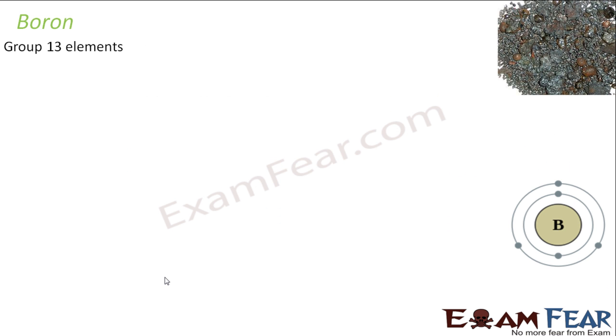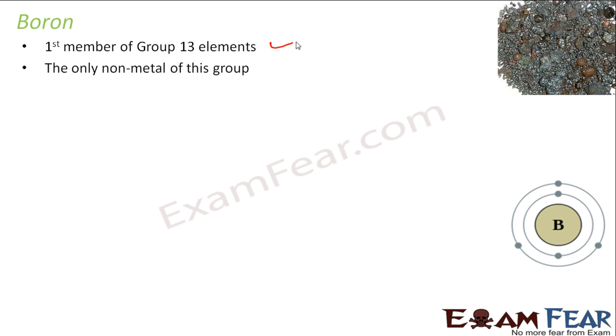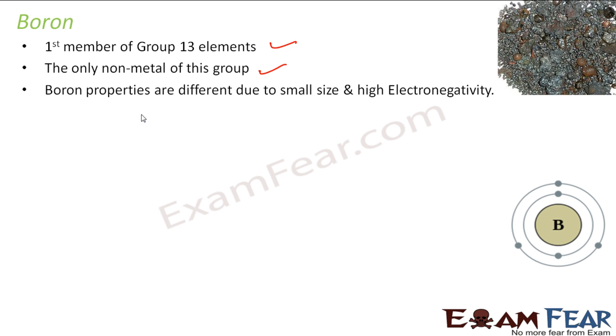Study the boron now. We have studied a lot about the chemical and physical properties of these elements. So boron is the first member of this group 13 elements. This is the only non-metal in this group. The other elements are all metals.